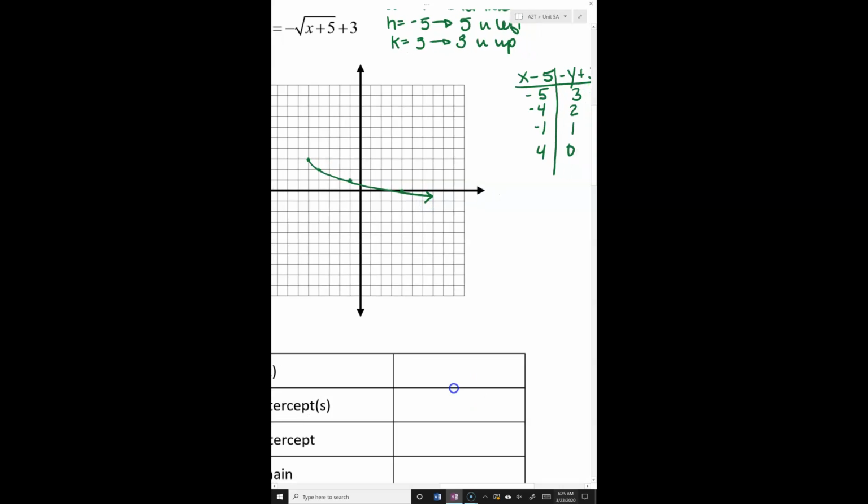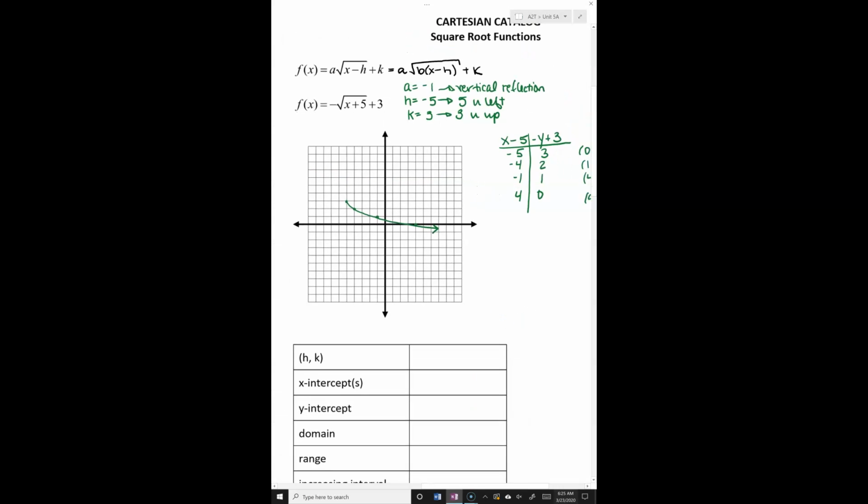Now, if you're wondering how do I know where to start and where to go, because there's not a lot of these points, you always start at HK. So for us, we would start at negative 5, 3. You always start at HK and then you extend out to the next point. So our next point is negative 4, 2. We go in that direction. Don't try to start from the bottom of our chart. Always start from HK.